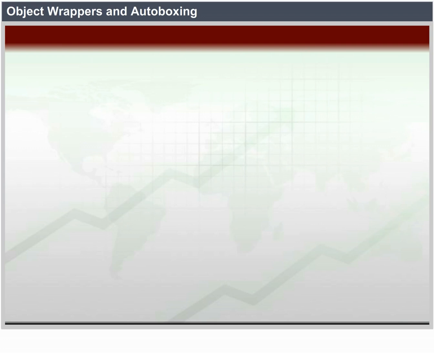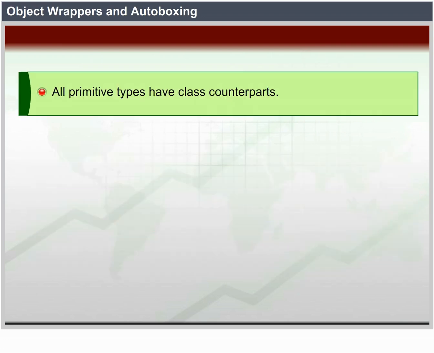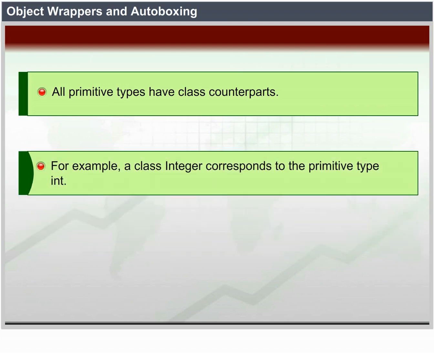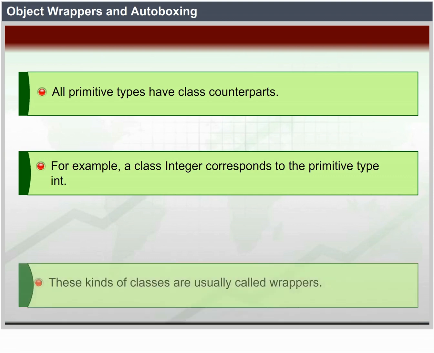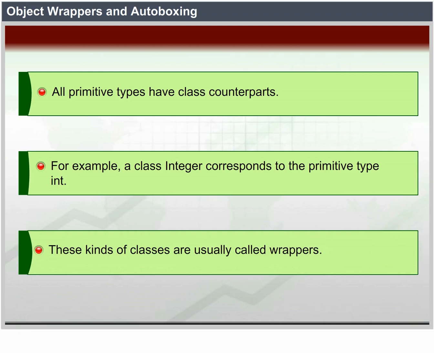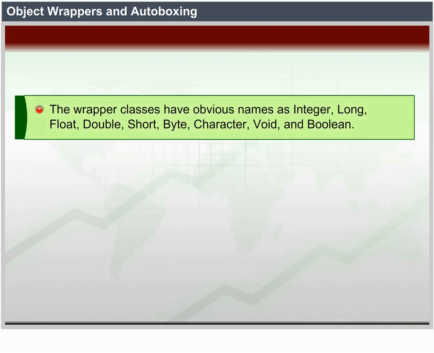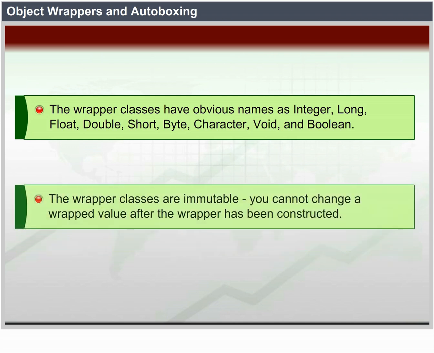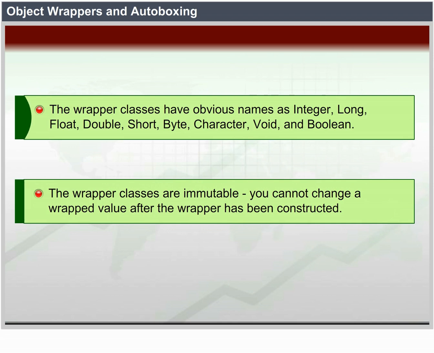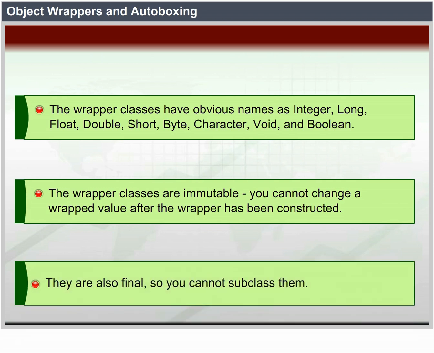Object wrappers and autoboxing. All primitive types have class counterparts. For example, the class Integer corresponds to the primitive type int. These kinds of classes are usually called wrappers. The wrapper classes have obvious names: Integer, Long, Float, Double, Short, Byte, Character, Void, and Boolean. The wrapper classes are immutable. You cannot change a wrapped value after the wrapper has been constructed. They are also final, so you cannot subclass them.